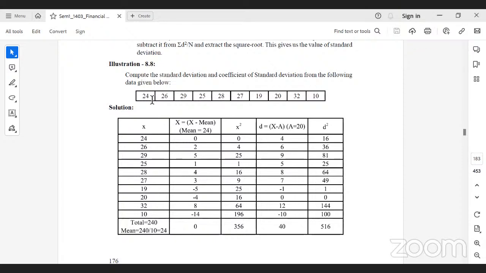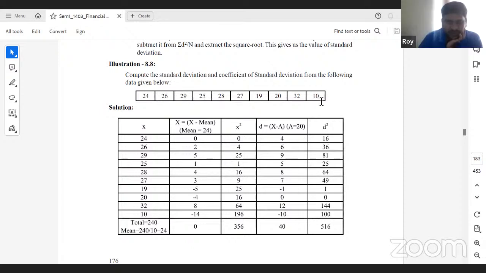These are the values they have given: 24, 26, 29, 25. This is denoted by small x. First calculate the mean value. How do we calculate the mean? We know it is the summation divided by the total number of variables, 240 divided by 10, which is 24. Till then it is clear, right?